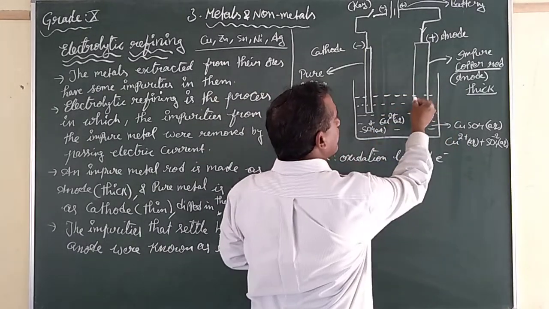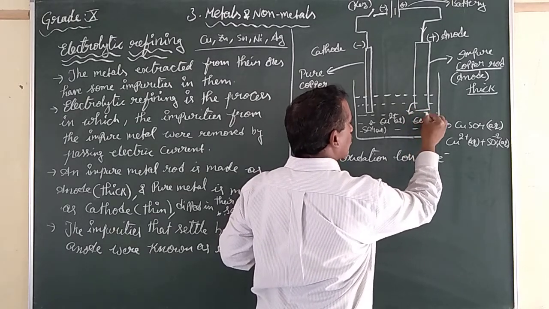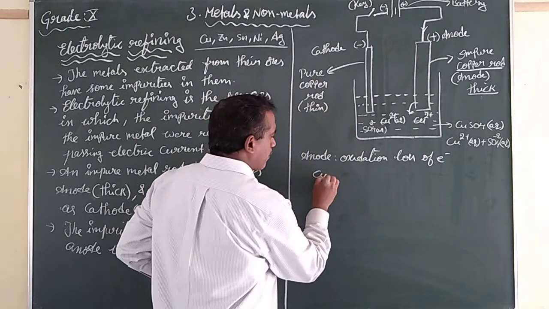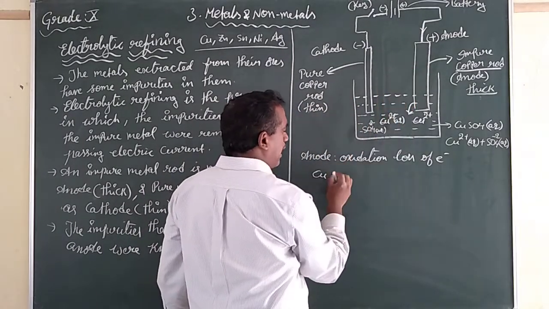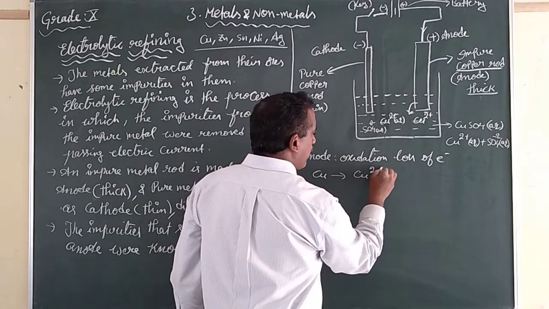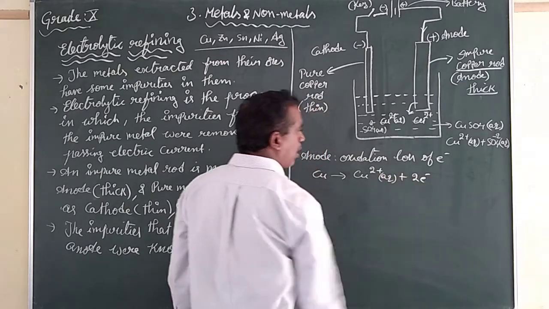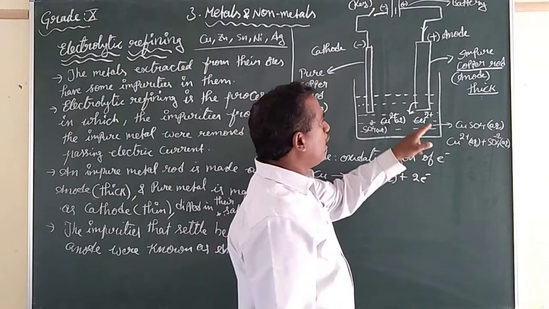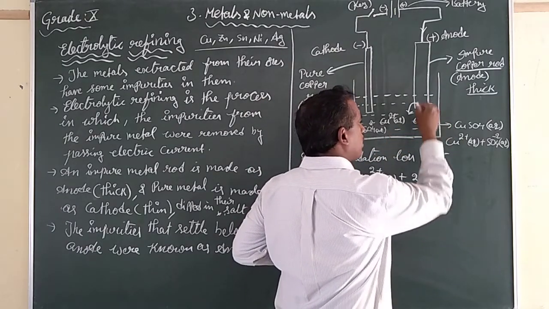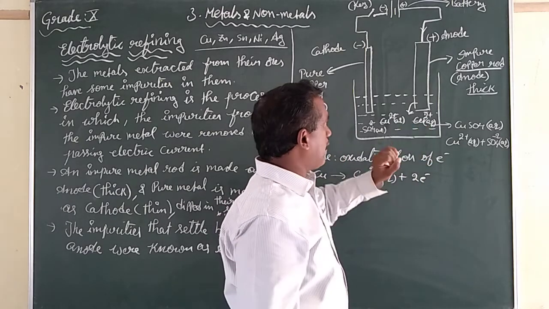Now from this anode, the copper will enter into the solution in the form of Cu2+ ions. See, the copper that is present at the anode is undergoing loss of electrons. It is losing 2 electrons and entering into the solution. Now these Cu2+ ions that entered the solution are present there.